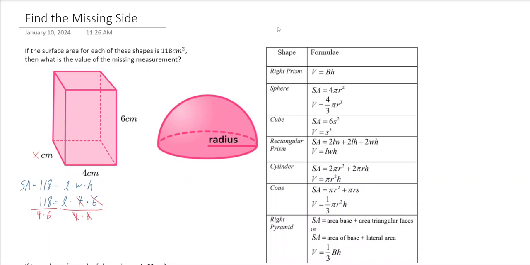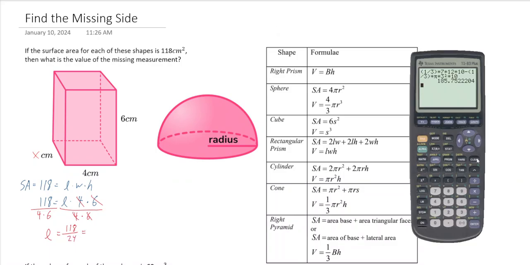And so then we're left with length equals 118 divided by 24, because that's simplified. 118 divided by 24 is 4.91666, repeating. We can double check our answer by taking that value and multiplying it: 4.92 times 4 times 6, and we should get back to our original result. Now there's rounding error because I rounded, but other than that.